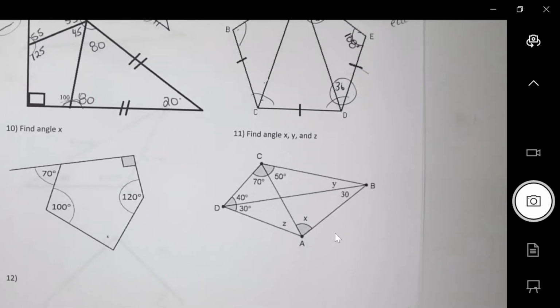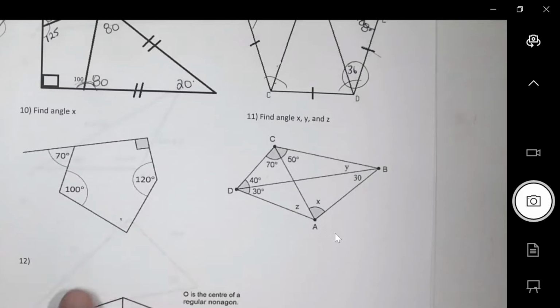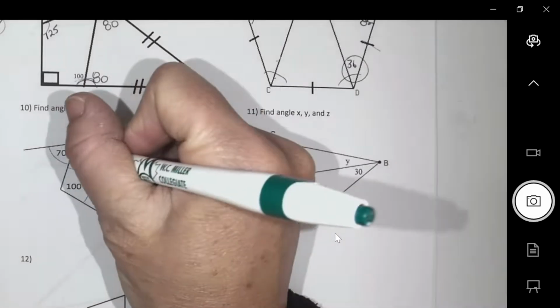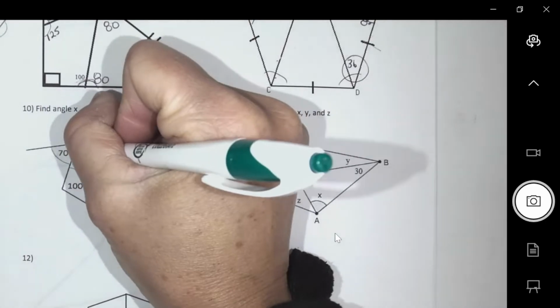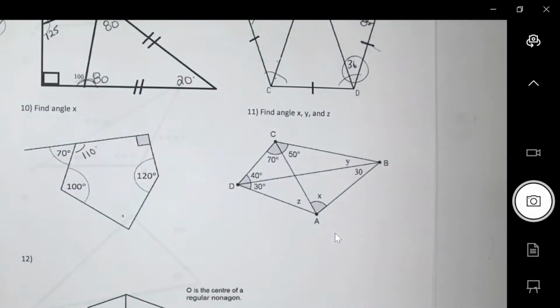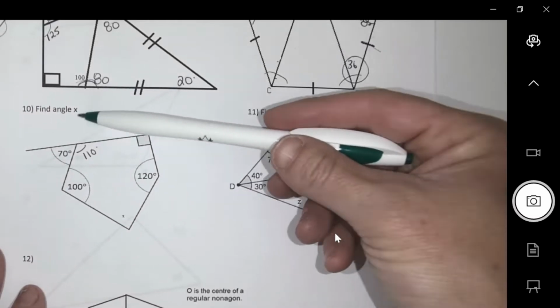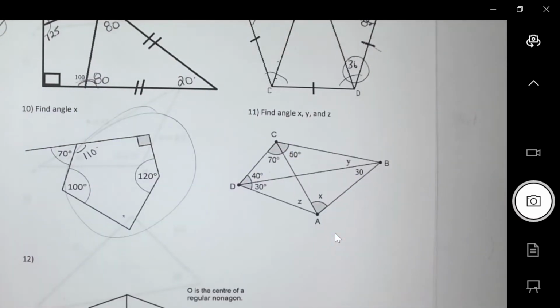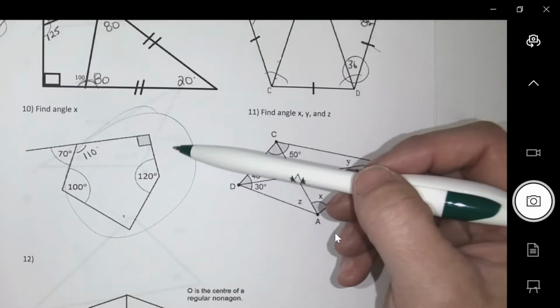Okay, next one. I'm trying to find this bottom angle. So first of all, we can get that one quickly. Beside the 70, how much is beside the 70? Did you go with 110? Okay, how many sides do we have in this object? How many sides are on that object? Is there 5?